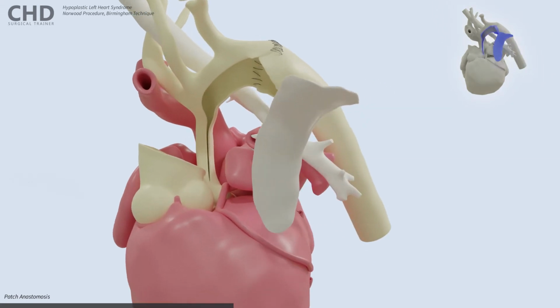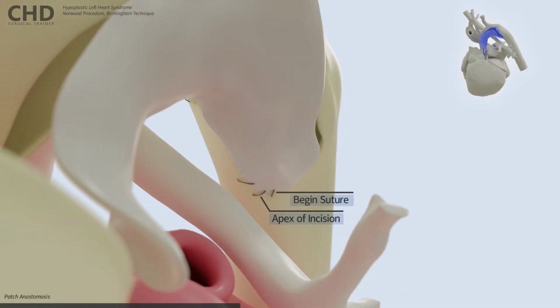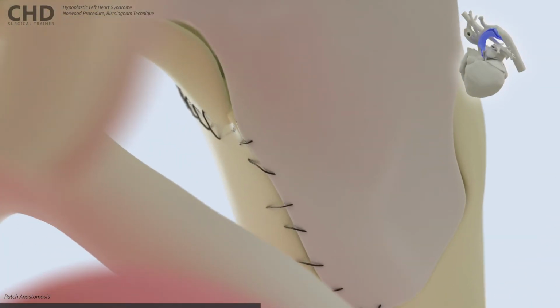Anastomose the distal tip of the patch to the descending aorta incision. Begin the suture 1 stitch away from the apex of the incision and continue to suture the patch along the inferior wall of the descending aorta. Trim any excessive edge at the descending aorta.